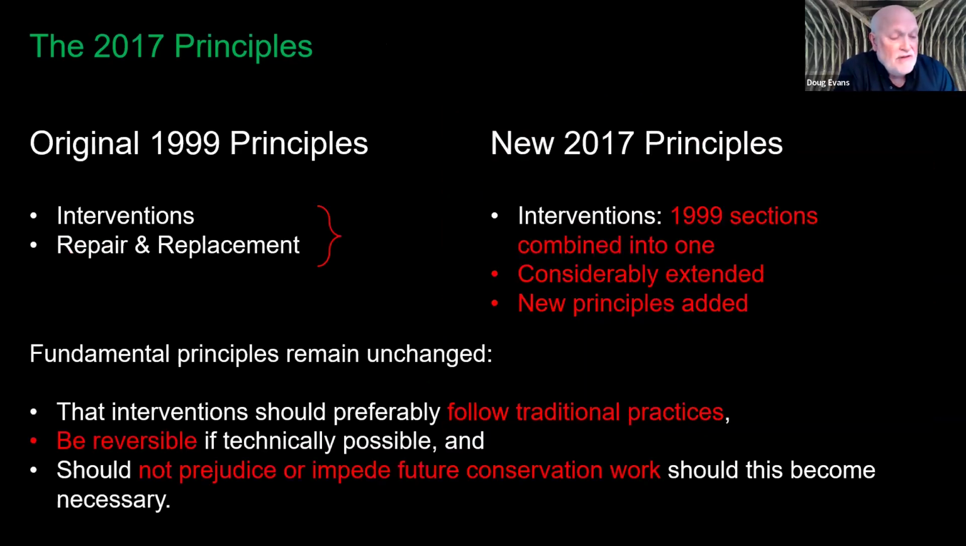The new sections on interventions in the 2017 principles combined the old 1999 sections on interventions with repairs and replacements. It is considerably extended to reflect advances in conservation philosophy and strategies, and new principles have been added. The fundamental principles for interventions, however, remain unchanged, that interventions should follow traditional practices, be reversible, and should not prejudice or impede future conservation work.